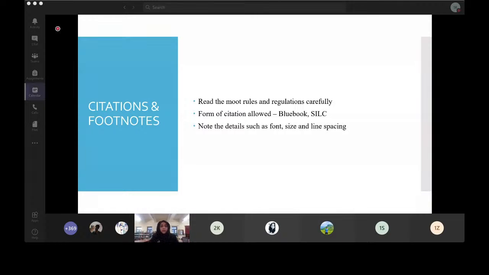It can either be Bluebook or SILC, that is, the standard Indian legal citation. So ensure you follow that, and make sure you stick to the details, that is the font size, the line spacing, and the style of the font.